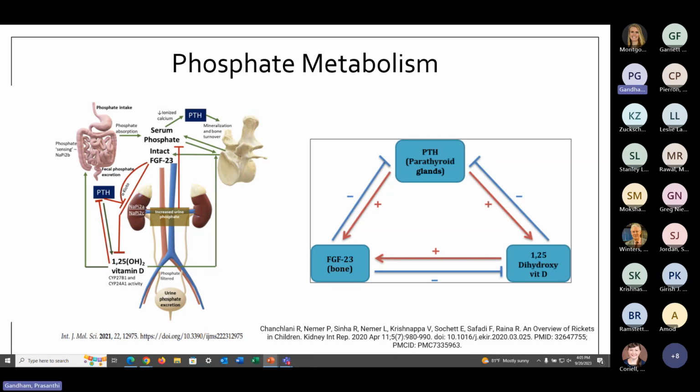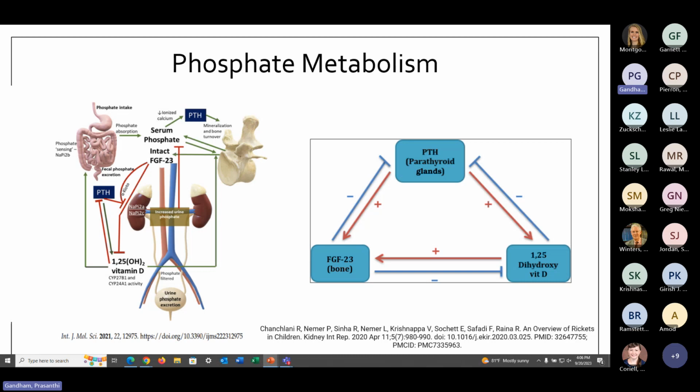FGF23, as I mentioned before, is secreted by osteocytes, typically in response to activated vitamin D. The activated form of vitamin D increases mRNA expression of the genes that encode FGF23. FGF23 typically mediates its action in the kidney through binding to an FGF receptor-Klotho complex, which then downregulates the sodium phosphate dependent co-transporters in the proximal tubules. It's important to note that even small changes in the plasma FGF23 levels are associated with pretty significant changes in urinary phosphate excretion.